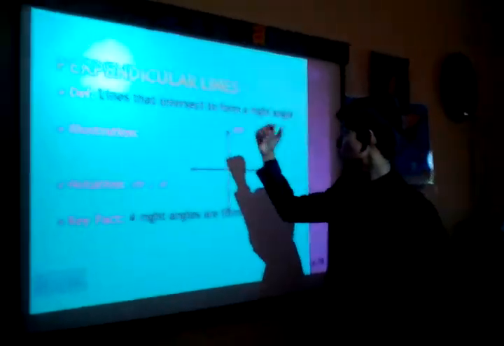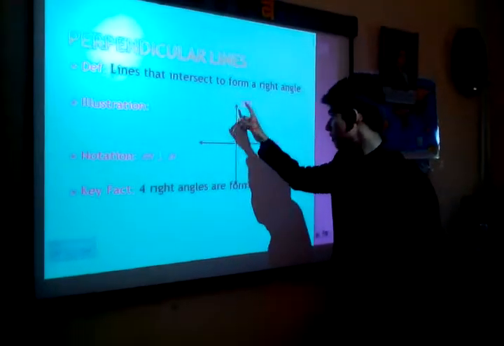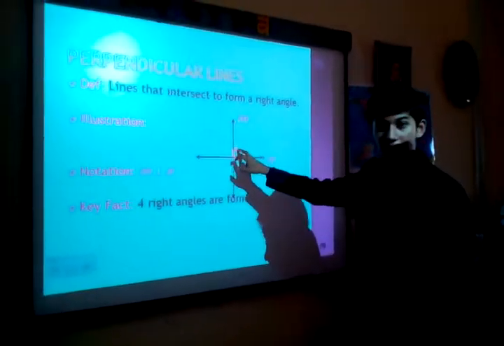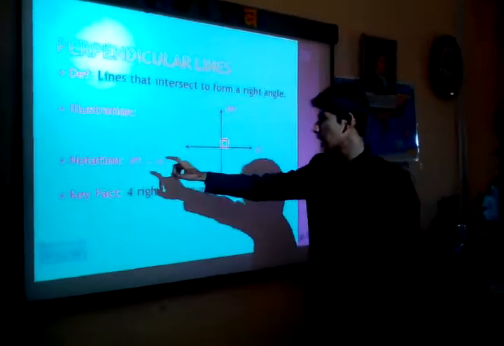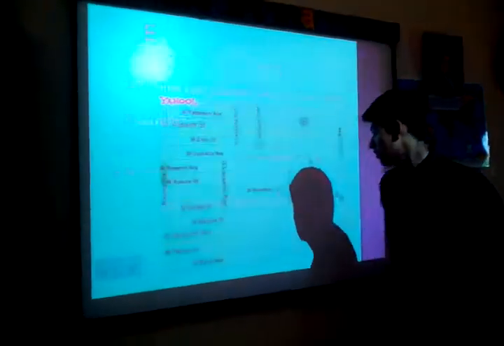Now, next topic, perpendicular lines. Lines that intersect to form a right angle. Means here you can see the lines intersecting each other and where a 90-degree angle is forming. For example, line M is perpendicular to line L.